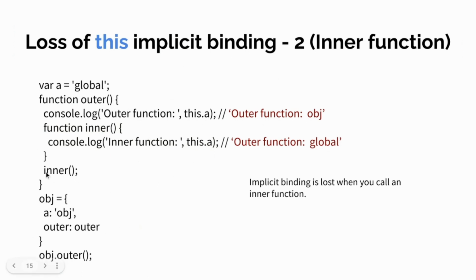But you are seeing here that we are not calling inner with anything on the left hand side. We're not calling obj.inner. We are just calling inner. And that means you will lose the implicit binding. So this is why this gets a little confusing.